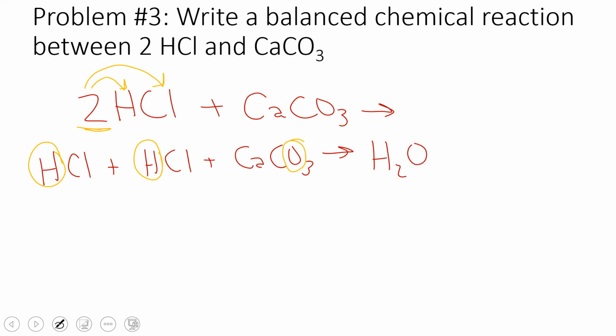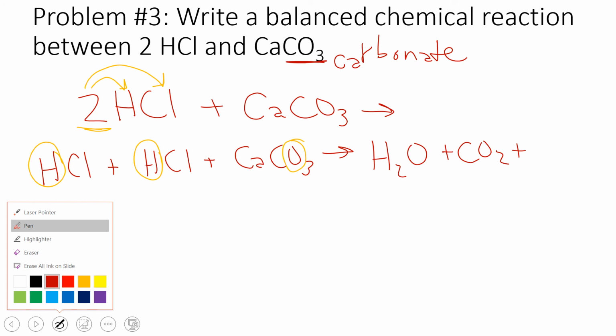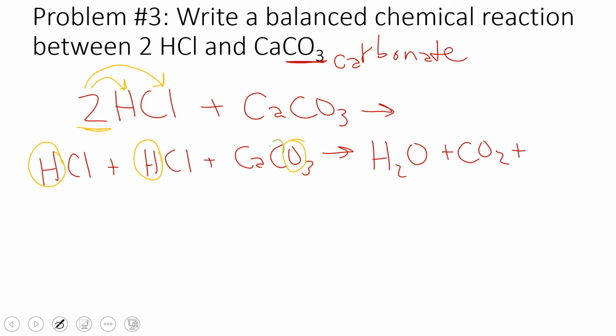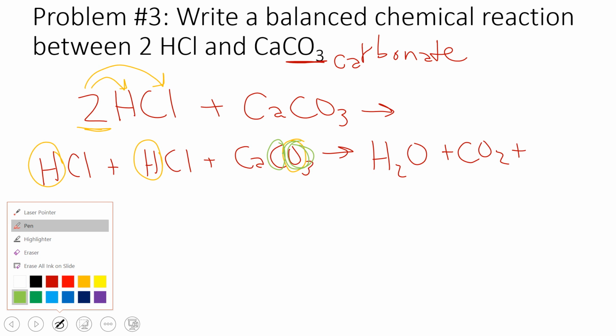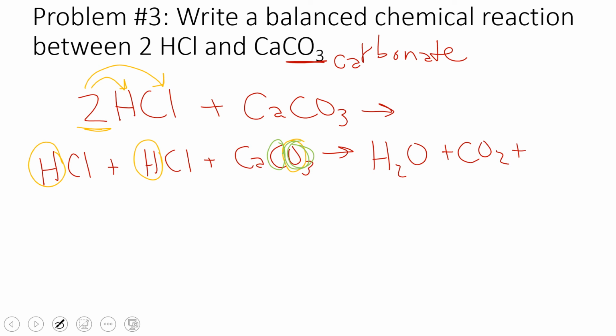So if you remember from earlier, this is a carbonate. Remember that when we have a carbonate, we also make CO2, right? CO2 plus, our last thing is a salt. But let's figure out where that CO2 came from. Let's go with green, right? Here's my C. And then I use one of these, but I have 2 more oxygens, right? That's my CO2, right?